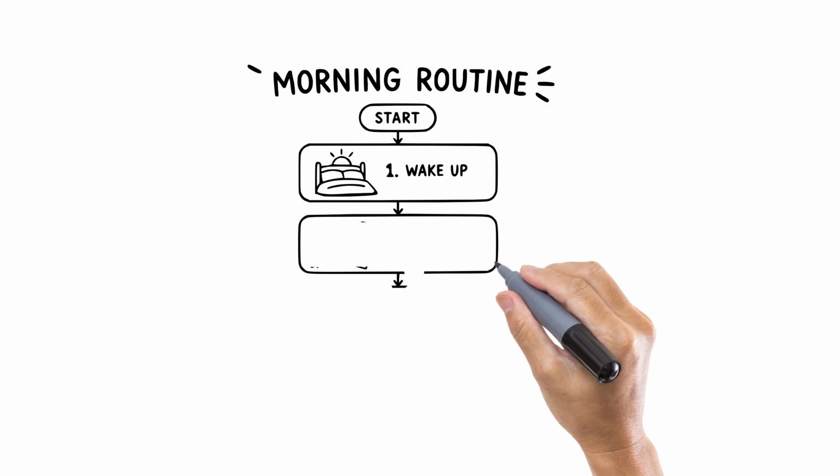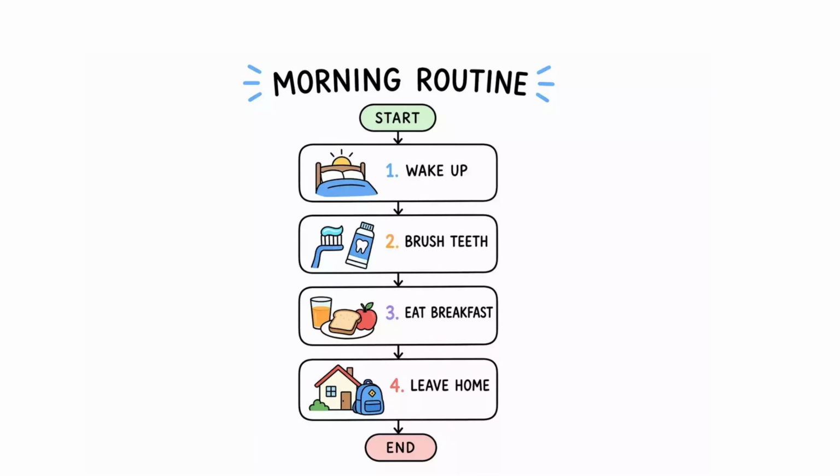Sequence means the steps happen in a specific order. For example, you wake up before breakfast, not after leaving the house. Computers also follow order very strictly. If the order is wrong, the result will often be wrong too.